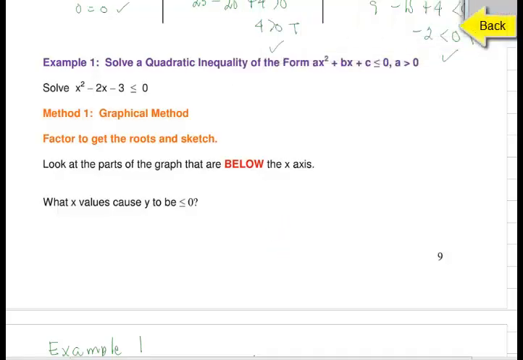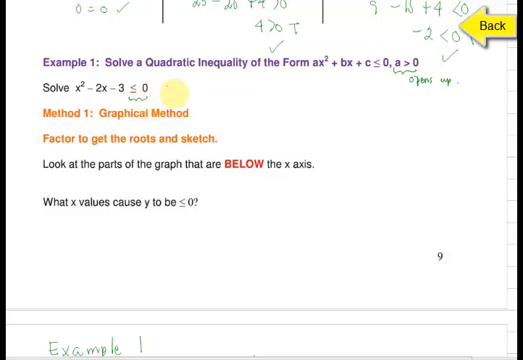Okay, so let's take a look at example 1. We want to solve a quadratic inequality of the form ax squared plus bx plus c is less than or equal to 0, where a is greater than 0. Okay, a greater than 0, meaning our parabola opens up. And the question that we're going to take a look at is x squared minus 2x minus 3 is less than or equal to 0.